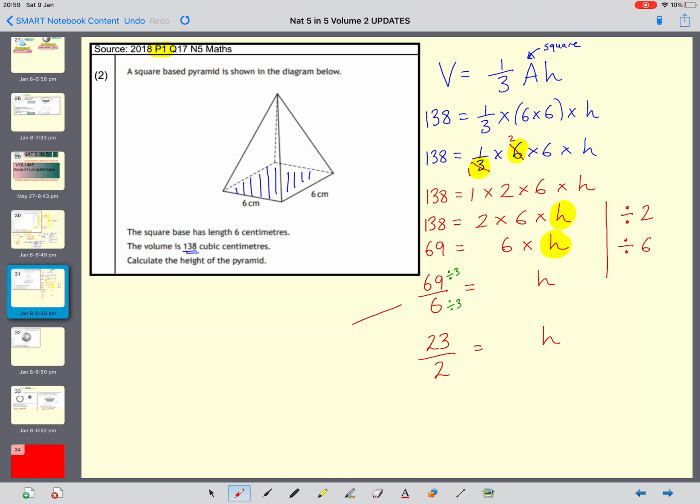So I've just simplified it. These two fractions are equivalent fractions. They look different, but they are worth the same. So then I've made it a little bit easier for myself. I've now got 23 divided by 2, or half of 23, and we all know how to half 23, and your answer is 11.5. So your height, which is h, is equal to 11.5 centimetres. And that is your final answer. And that question would have been worth 3 marks.